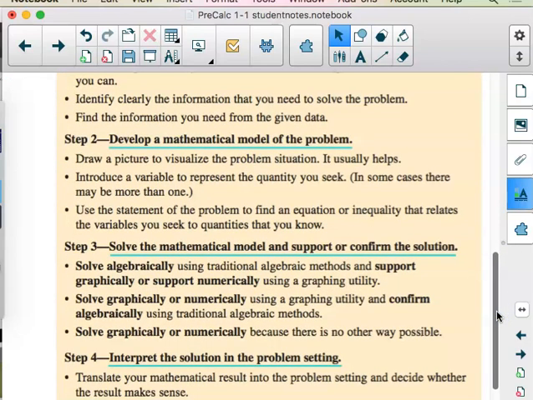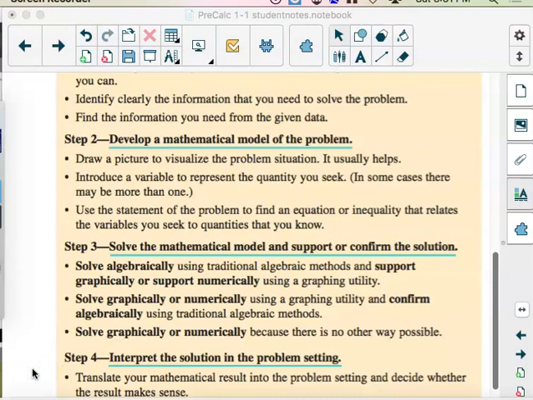Step 2, develop a mathematical model of the problem. So absolutely draw a picture. Anything geometry worthy, anything about shapes, draw a picture, visualize the problem situation. It usually helps. I mean, almost always. Introduce a variable to represent the quantity you seek. What are you looking for? What are you supposed to find? In some cases, there may be more than one. Use the statement of the problem to find an equation or inequality that relates the variables you seek to quantities that you know. So use the information to go forward.